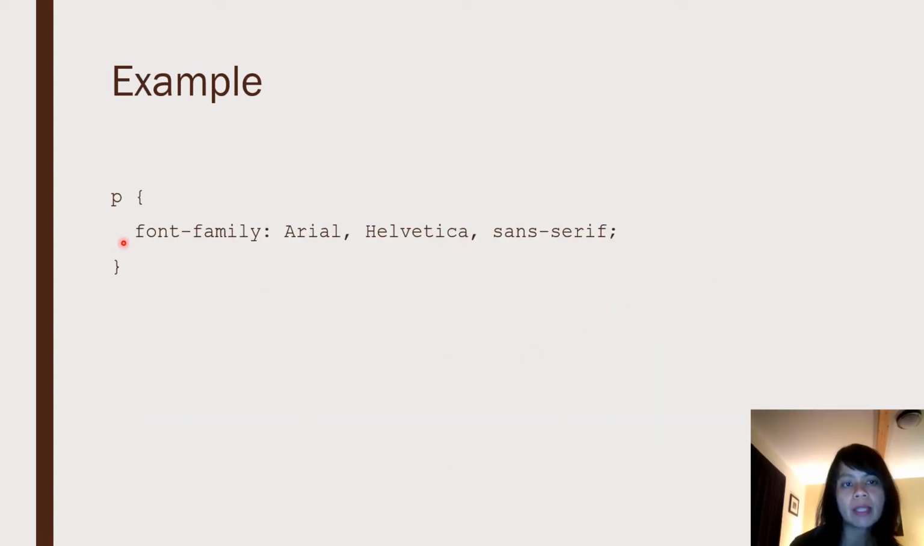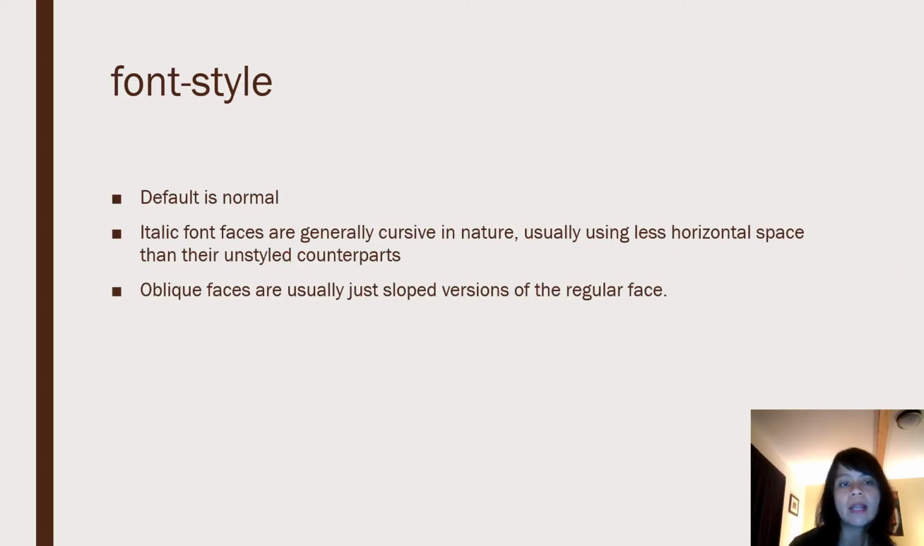So an example will look like this. Font family Arial is the first choice. Helvetica, so if there's no Arial, then fine, you can use Helvetica. If there's no Arial or Helvetica, then you can use any sans serif. It's a generic family. All right, so next is font style.